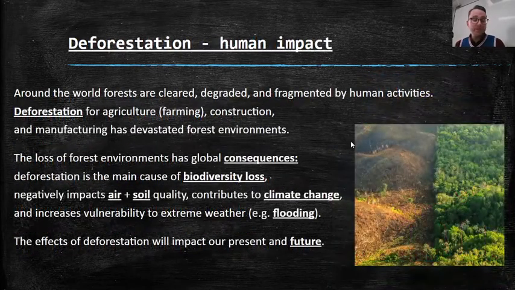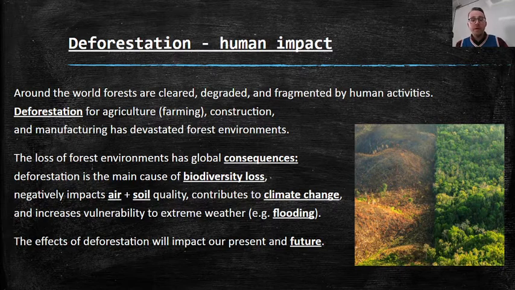Anyway, what I will talk about though is deforestation, so human impact. So we know where forests are, what they are. Unfortunately, we're doing our best as humanity to get rid of forests. Around the world, forests are being cleared, they're being degraded, they're being fragmented by human activities. Deforestation for agriculture or farming, construction, manufacturing has devastated forest environments around the world. The loss of forest environments has global consequences. Deforestation is the main cause of biodiversity loss. It's not climate change, it's not pollution, it's deforestation.